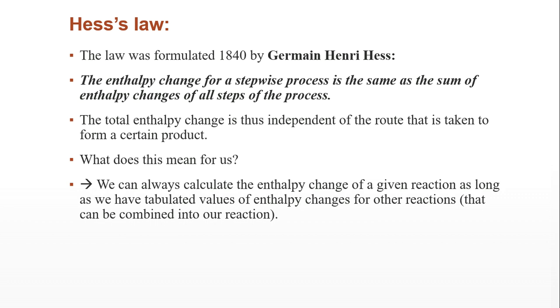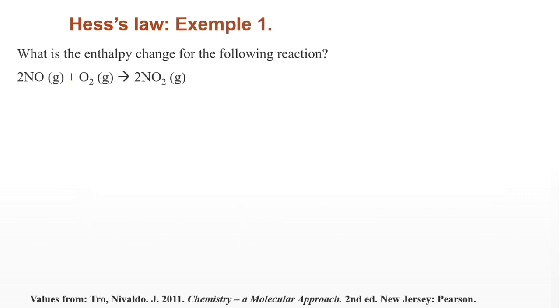So we use tabulated values for some other reactions that can be puzzled together into the reaction we want, and then we get the enthalpy change for the reaction we want. Let's look at how this is done. Here you have a reaction where you have nitrogen monoxide reacting with oxygen gas to form nitrogen dioxide. We don't know the enthalpy change for this reaction. However, we have some tabulated values.